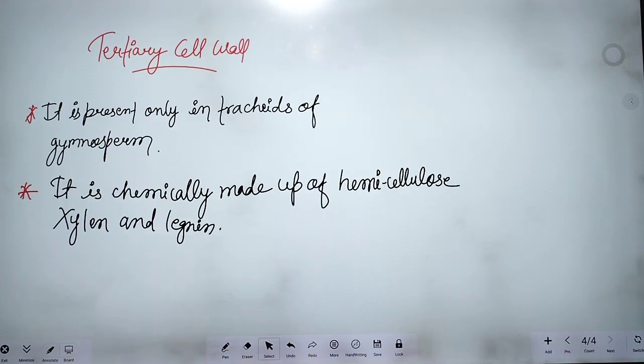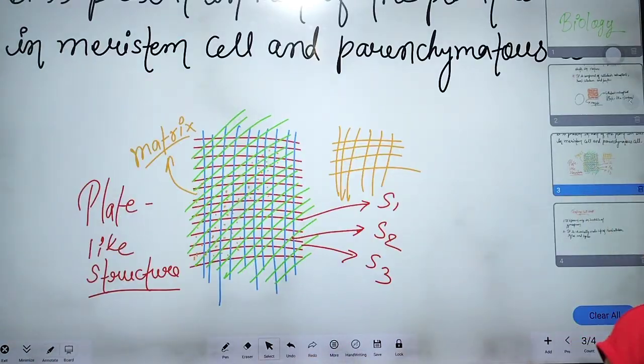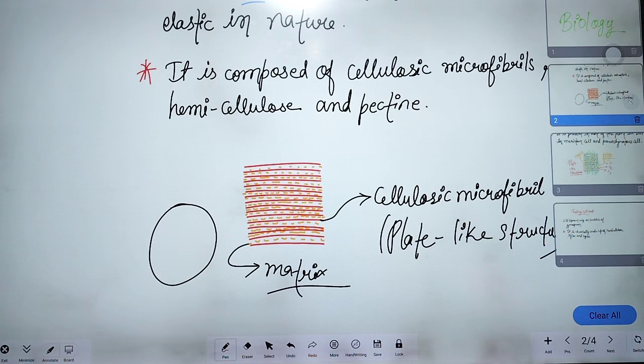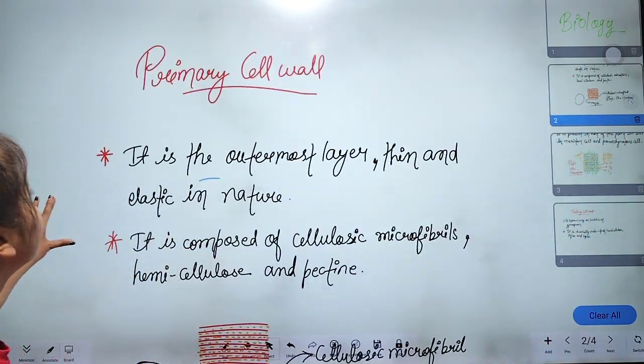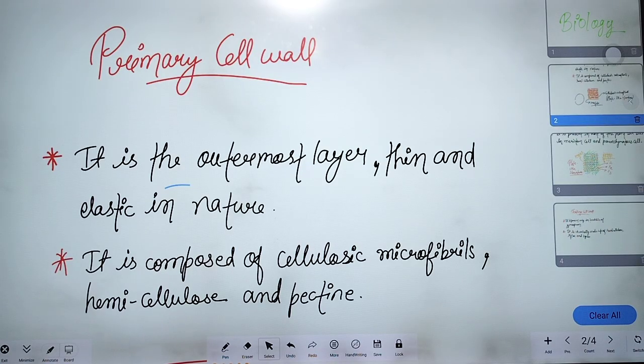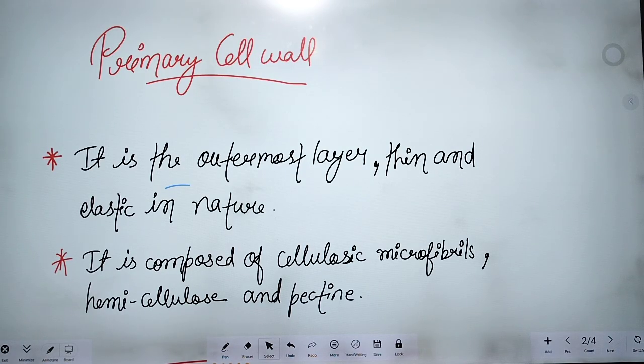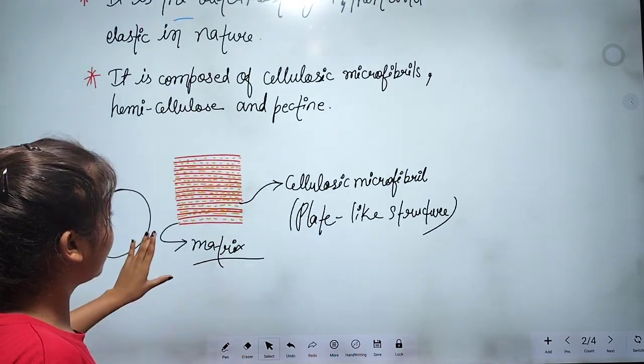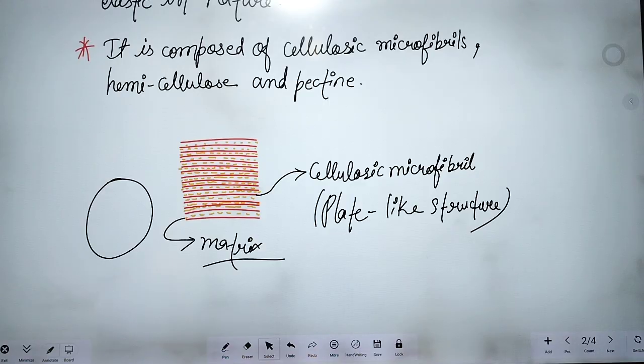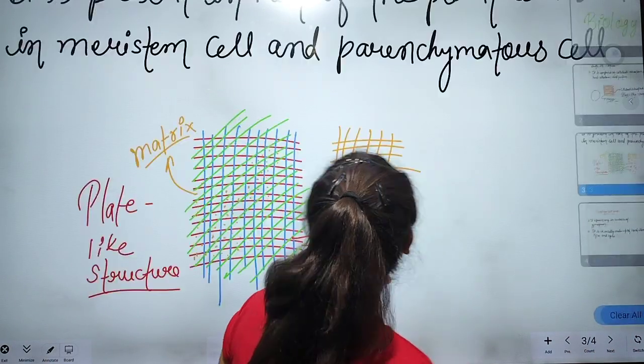The first one is the primary cell wall. It is the outermost layer of the cell wall, and also it is thin and elastic in nature, and it is composed of cellulosic microfibrils, hemicellulose and pectin. Okay, and these lines are called microfibrils. Okay, and the yellow dot is the matrix. So this is the structure of the primary cell wall.